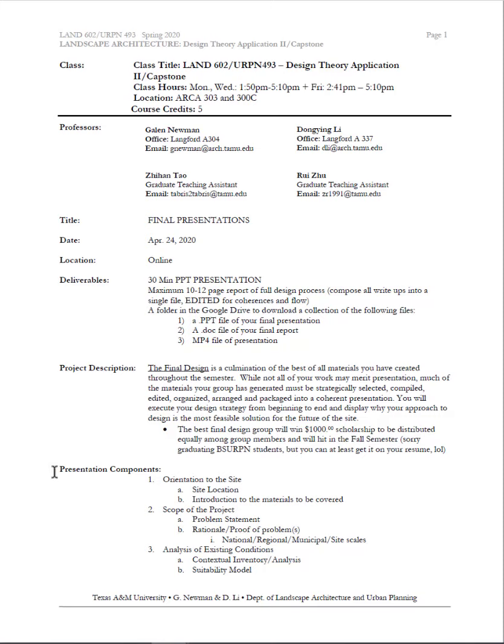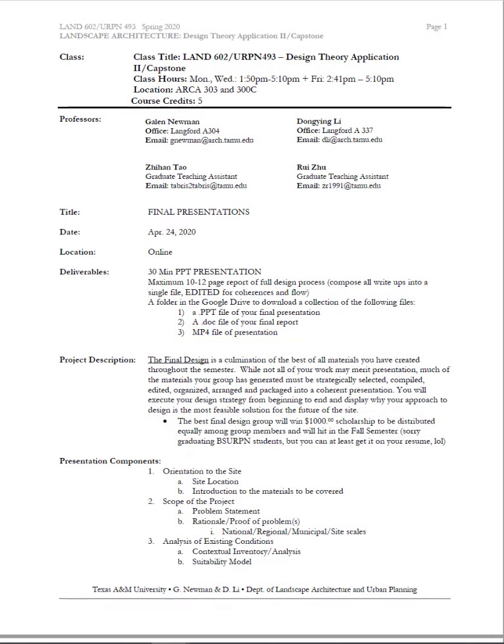All right, so you should be familiar with the components here, the site orientation, and then introduce what you're going to talk about. Talk about the problem statement and the scope of the project after that, and then show your infographics proving the problems exist. Then move into the context and site inventory and the suitability model and what you were trying to map with it.